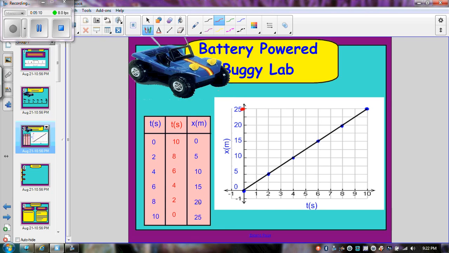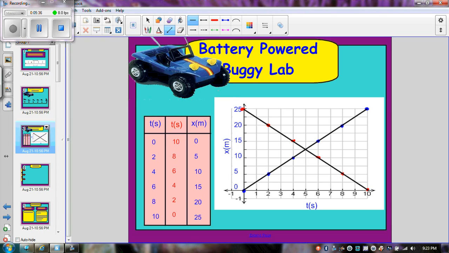Then at 2 seconds, the car was at the 20-meter mark. At 4 seconds, it was at the 15-meter mark. 6 seconds was at the 10-meter mark. 8 seconds was at the 5-meter mark. And then finally, at 10 seconds, it had returned back to the 0-meter mark. Once again, this would create a linear fit. However, the difference here is that the linear fit has a negative slope.